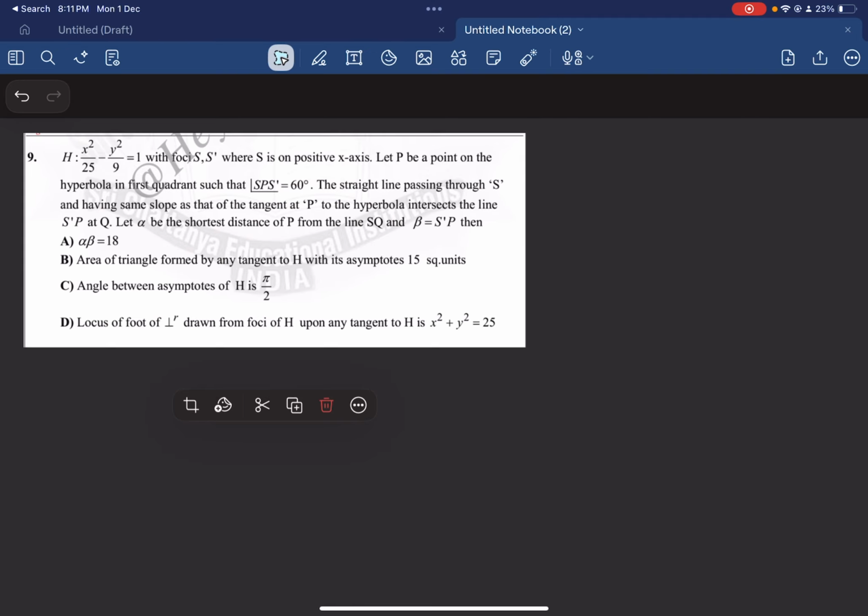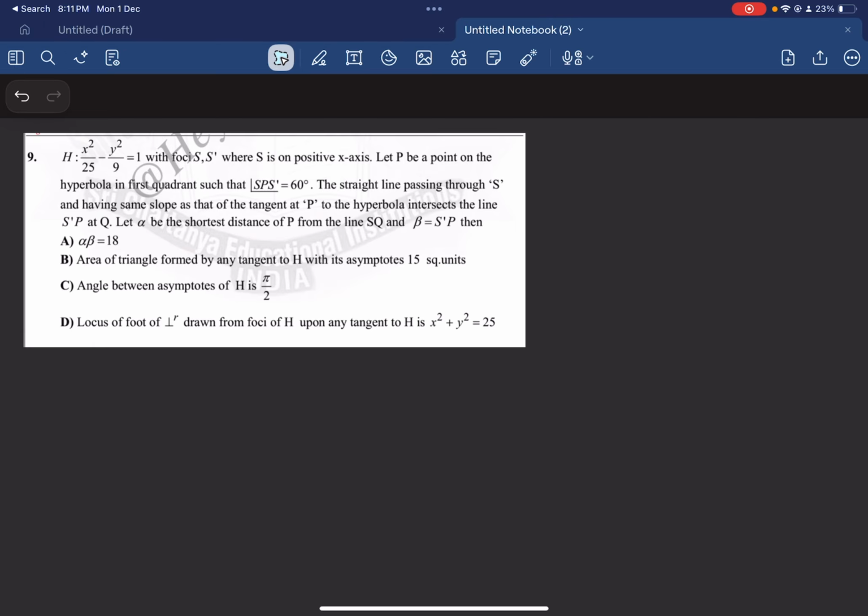So in this session, what we are going to do is solve the next 6 questions, which are multi-correct answer questions. These questions can have one or more than one correct answer. So let us go ahead and solve these questions.